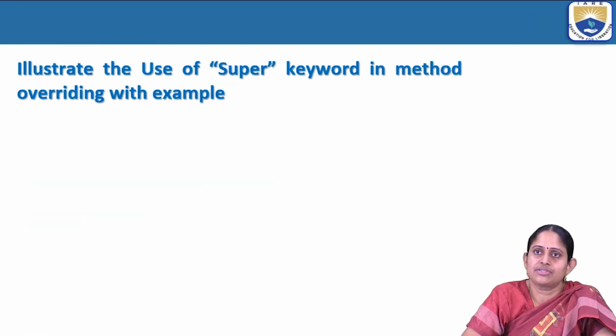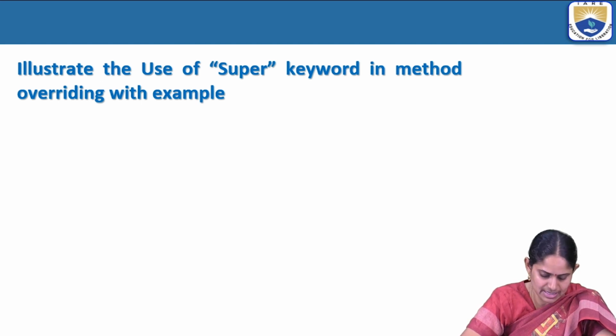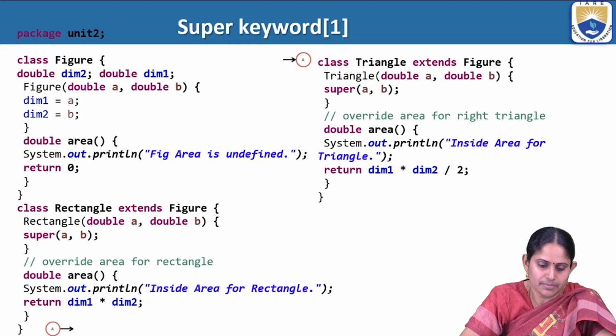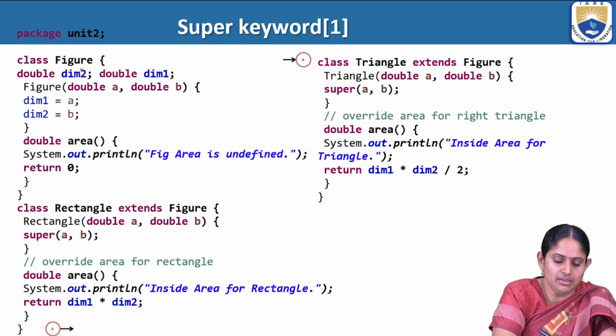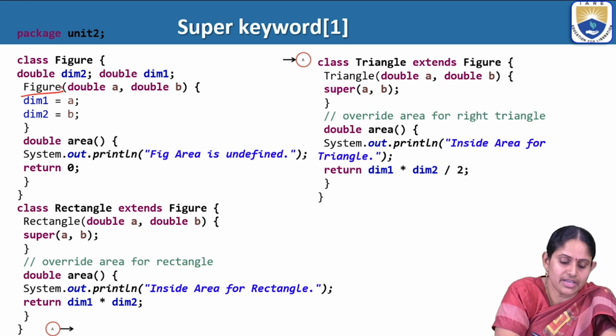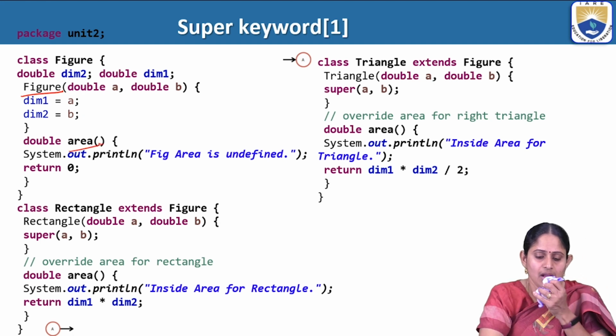Next question is to illustrate the use of super keyword in method overriding with example. So here we have the figure class. The figure class has a constructor figure and an area method.